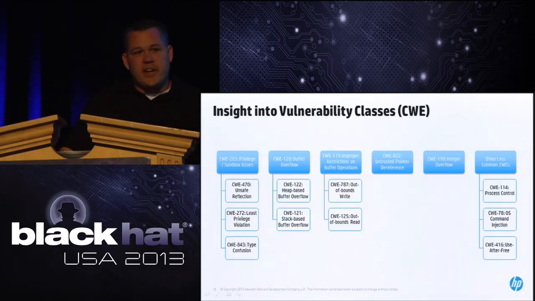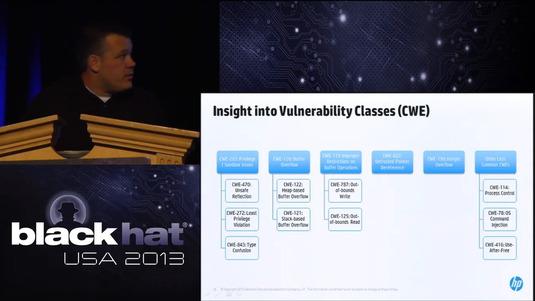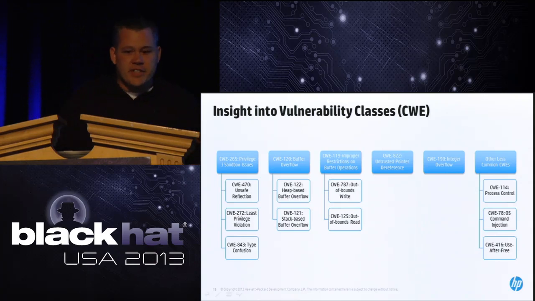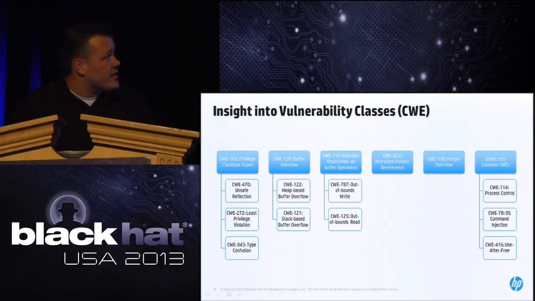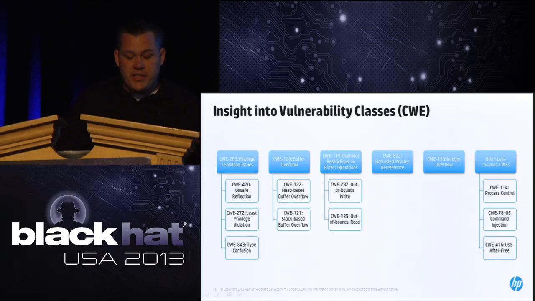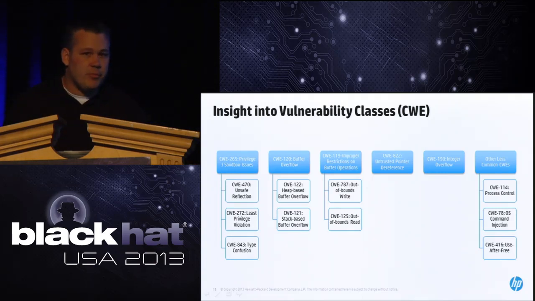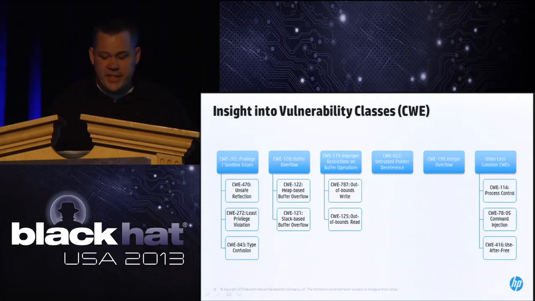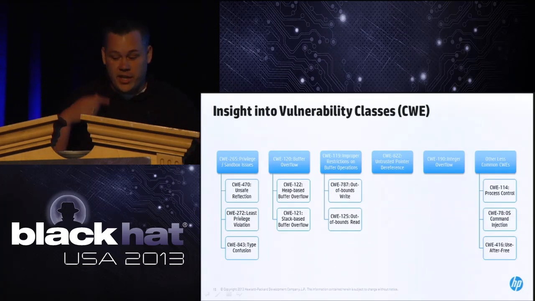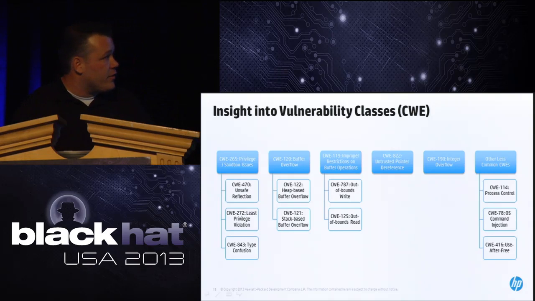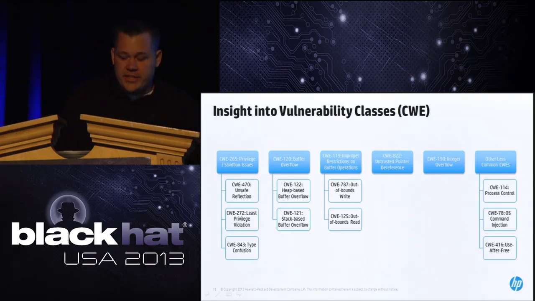So what we did is we took the 120 plus vulnerabilities that we had in our data set, and we categorized them by vulnerability class or CWE. We first started off with the blue boxes: privilege and sandbox issues, buffer overflows, improper restriction on buffer operations, untrusted pointer dereferences, integer overflows, and a couple other bugs. And what we saw is, in short, the privilege sandbox issue had the most vulnerabilities in Java, followed by buffer overflows, followed by the out of bounds writes.